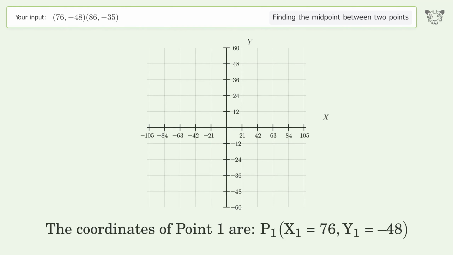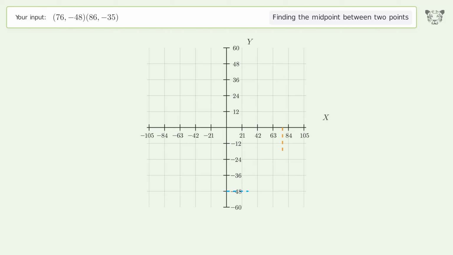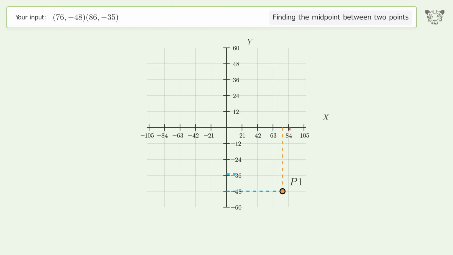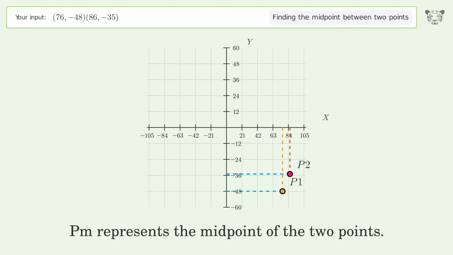The coordinates of point 1 are, x1 equals 76, y1 equals negative 48. The coordinates of point 2 are, x2 equals 86, y2 equals negative 35. PM represents the midpoint of the 2 points.